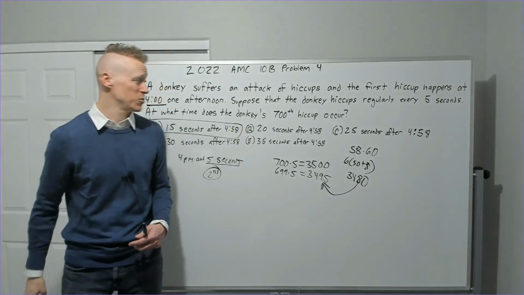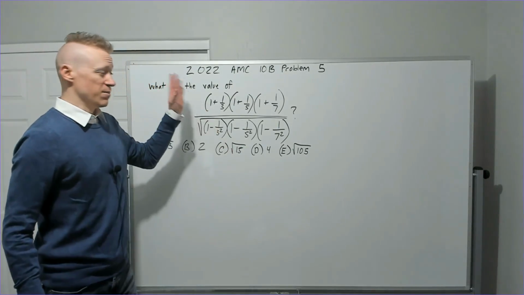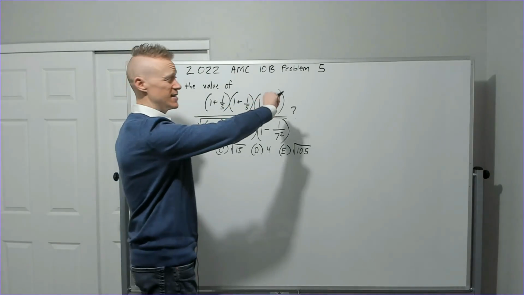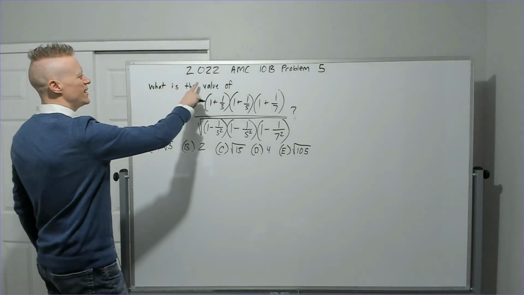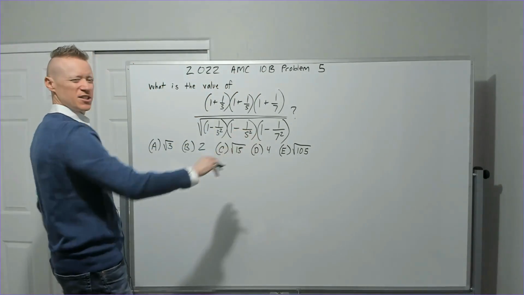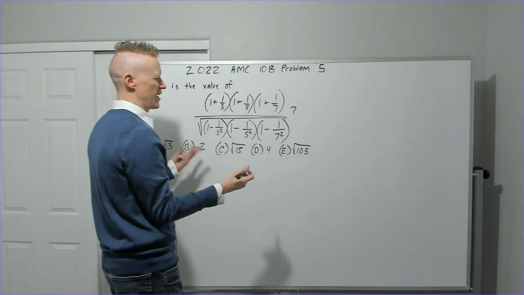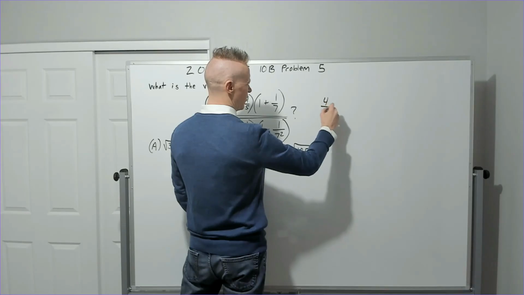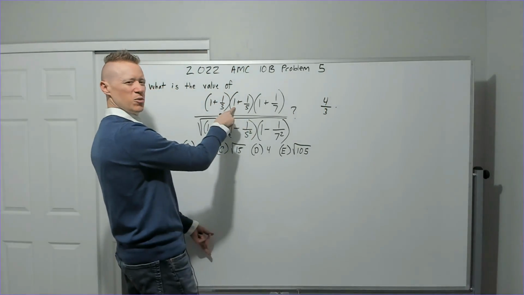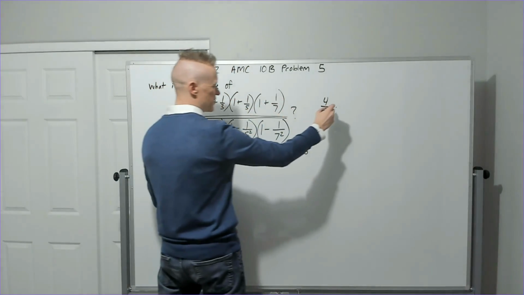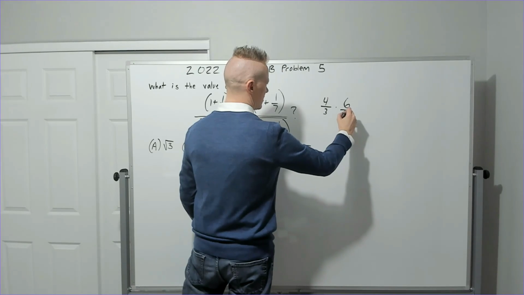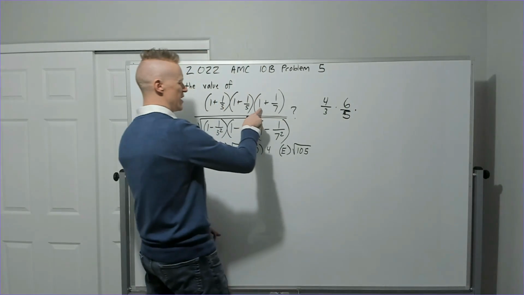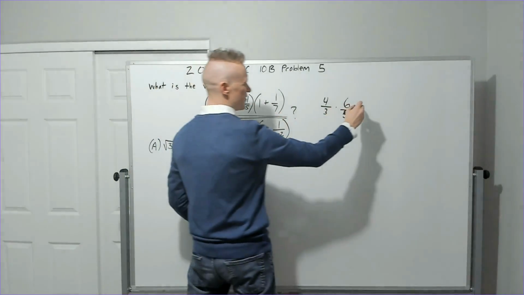Let's get on to the last one for this set. And the last problem of this rapid fire set, 2022 AMC 10B problem 5. What is the value of, and it's a bunch of stuff, right? Just start calculating it. 1 plus 1/3 is 4/3. So you're going to write 4/3 times 1 plus 1/5, which is 5/5 plus 1/5, 6/5, times 7 plus 1 is 8/7.